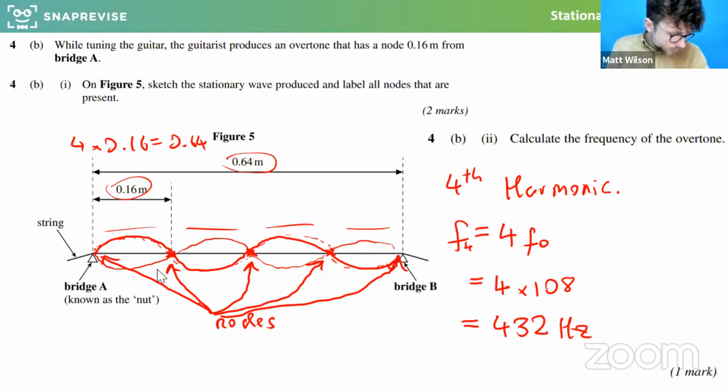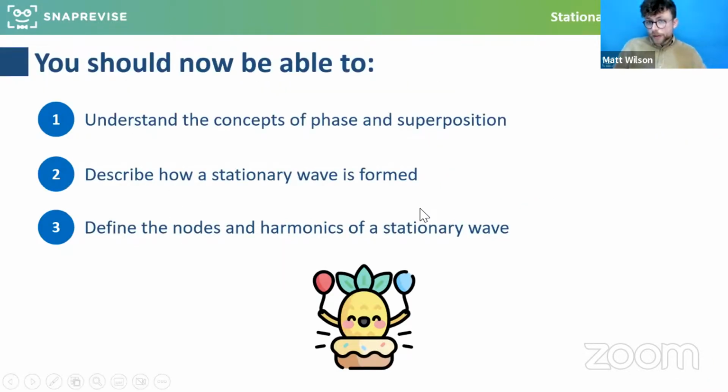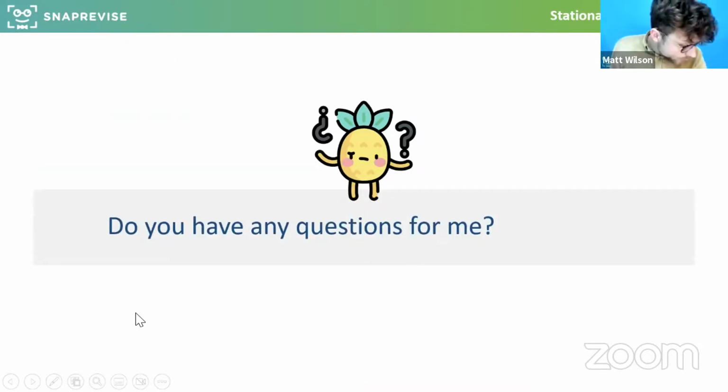Okay, good. So hopefully that's all making sense. Feel free to drop any questions in the chat. I have some things to tell you about, some other SnapRevise stuff that we're doing. After that, I might have a chance to field some more questions. So for now, you should be able to understand the concepts of phase and superposition, describe how a stationary wave is formed, and define the nodes and harmonics of a stationary wave. All right, so hopefully that's making sense. Do let me know if you have any questions.